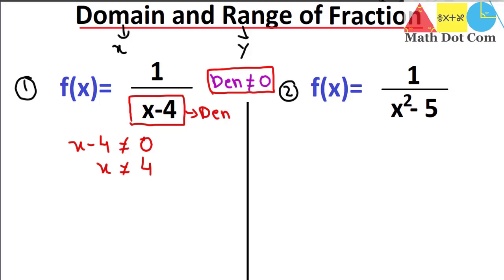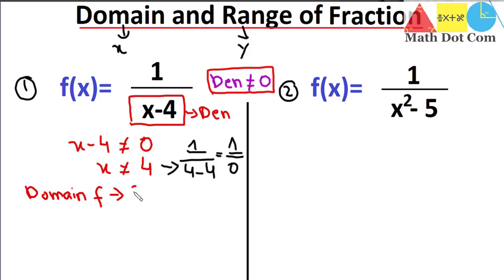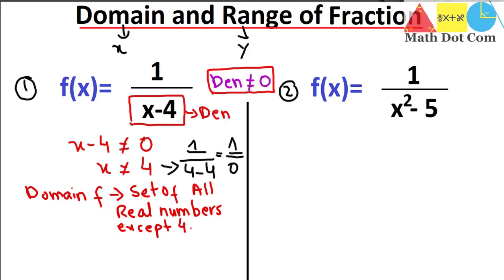For your ease, if I put this value of 4 in the above function, it will become 1 divided by 4 minus 4, which is 1 divided by 0. And 1 divided by 0 is undefined. So you cannot put x equal to 4, but you can put any other value of x in the given function. So what will be the domain? The domain of the given function will be the set of all real numbers except 4. I cannot take the value x equal to 4.